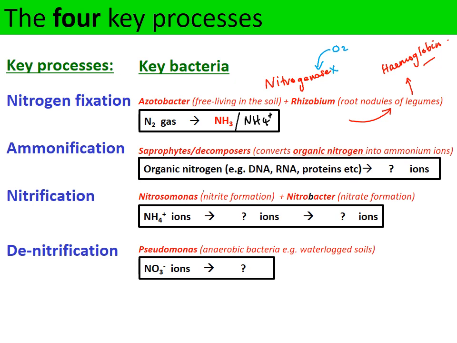Now the second step is called ammonification. So if we just label these, nitrogen fixation was number 1, ammonification is now number 2. Now we know once organisms have nitrogen, they can incorporate and assimilate the nitrogen into organic nitrogen like DNA and RNA and proteins. If they are to die, that organic nitrogen gets decomposed.